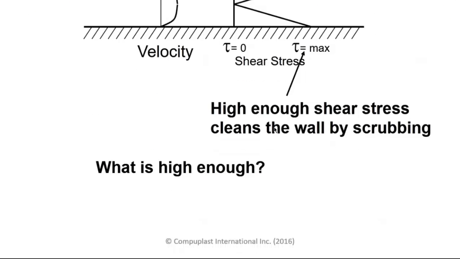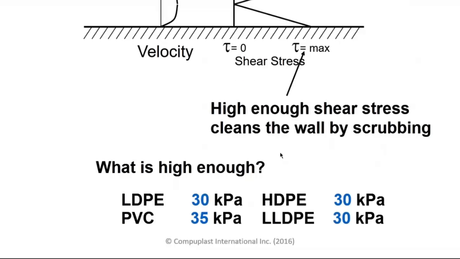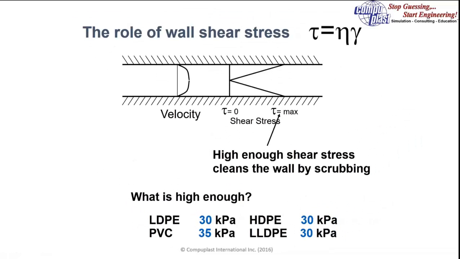And so we want to make sure that our wall shear stress is sufficiently high to keep that wall scrubbed. And the question is, what is high enough? Well, we found, and I'll explain how we get these numbers, that polyolefins generally require, or we recommend, a design shear stress of about 30 kilopascals. This has some safety margin in it. And for PVC, we recommend a little bit higher wall shear stress of about 35 kilopascals. And this will effectively ensure that the polymer is wiping itself against that wall and scrubbing that surface.